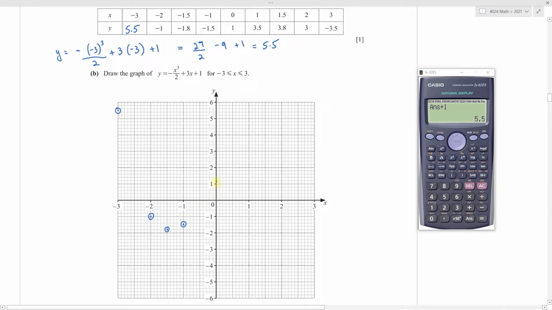0 and 1 is here. 1 and 3.5 is here. 1.5 and 3.8 is this. 2 and 3 is this. And 3 and minus 3.5, so minus 3.5 is here. So this is the plot of the points. Now let's try to join them through a smooth curve.